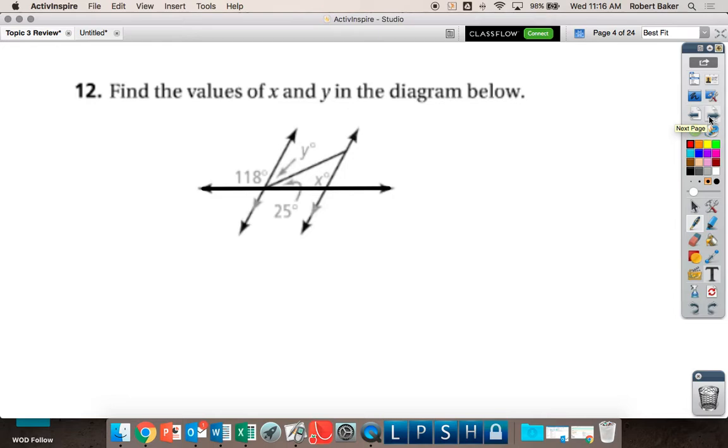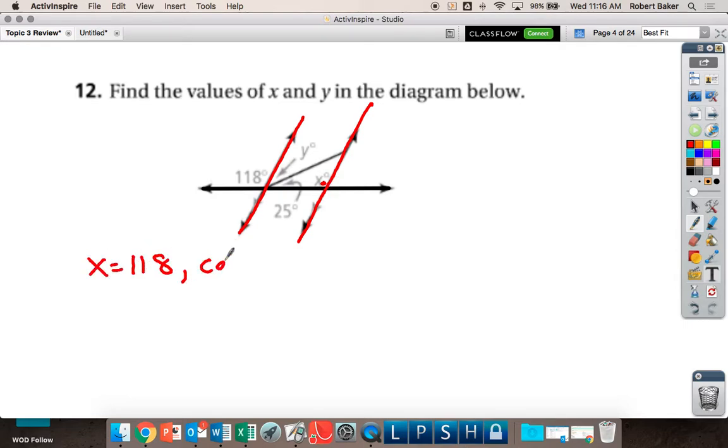All right, find the value of x and y in the diagram. That's the best I could do. I know it's a tiny picture. Okay, so you have 2 parallel lines. I would probably start with x right here. Because it's a definitional mathematics question, 118 degrees. Right, x equals 118.